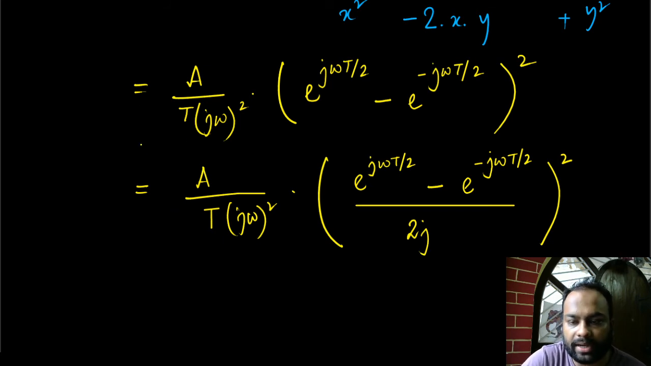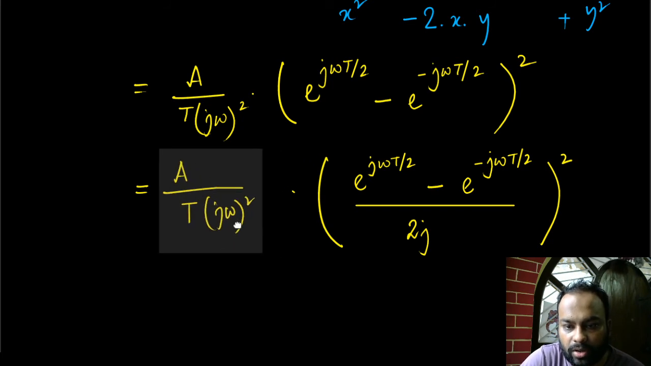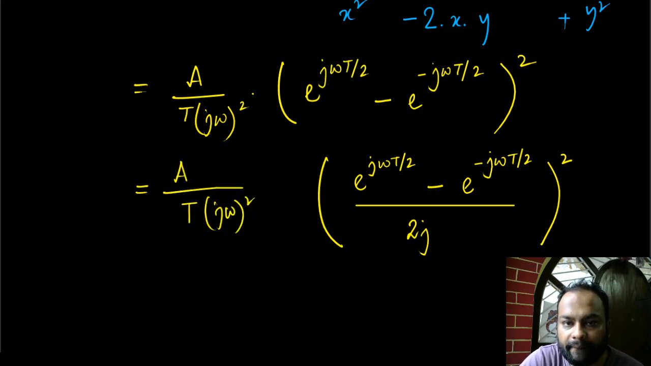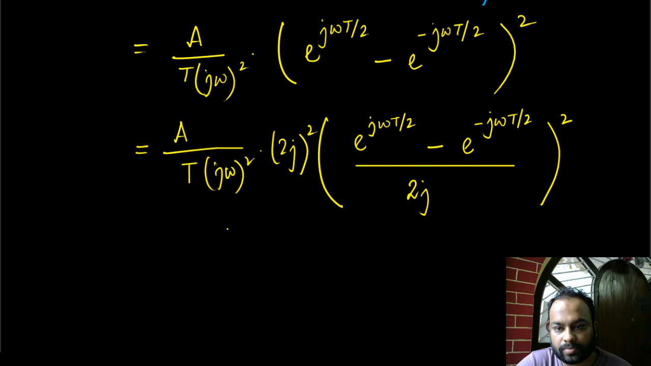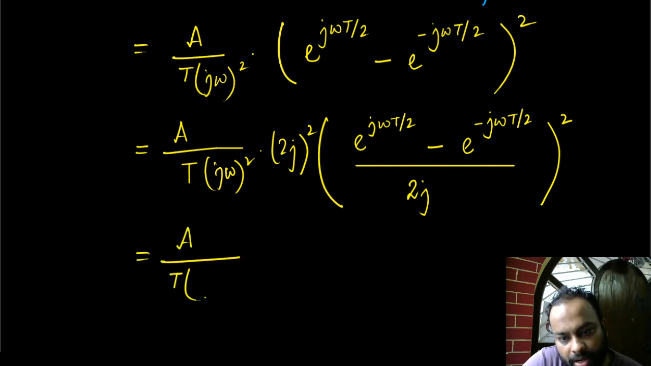I can do something like this and simplify this in order to get this, into (2j) whole square. So I have multiplied this with (2j) whole square, and I have (2j) whole square here in the denominator, and that appears like that. So I have a by T (j omega) square.